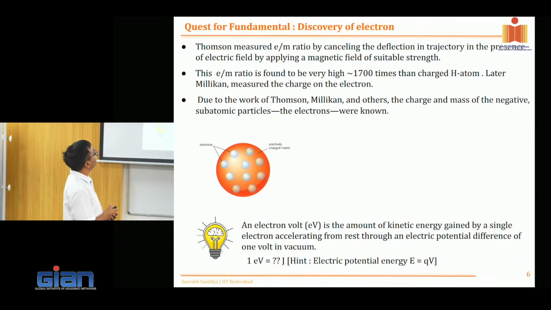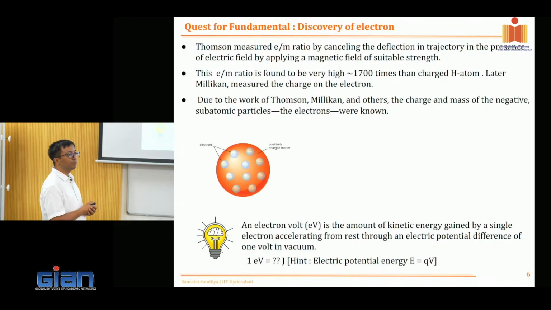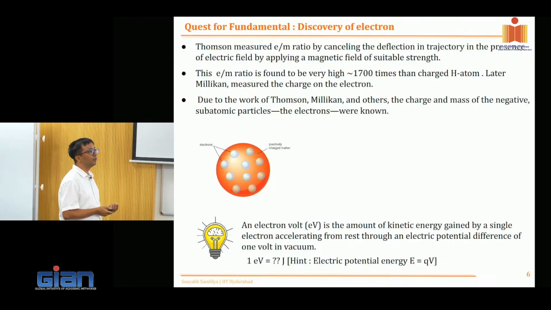Later Millikan measured the charge of the electron and figured out that there is some different particle which came out of the atom. So now, from the work of Thomson and Millikan, because you know the e by m ratio and you know the charge, the charge and mass are known separately for the electron. So let's try to build up a model.